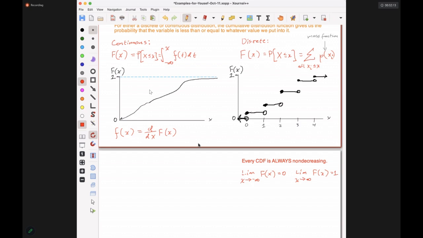Yes, both of these are continuous. Here I'm saying that the CDF is the integral of the density. Here I'm saying that the density is the derivative of the CDF. Okay.